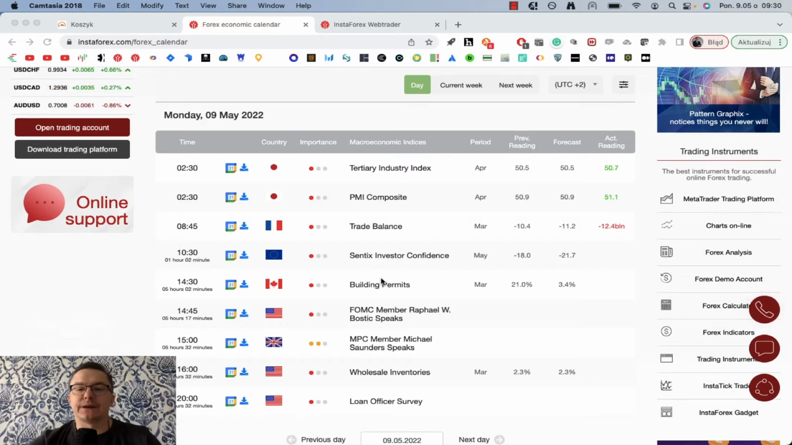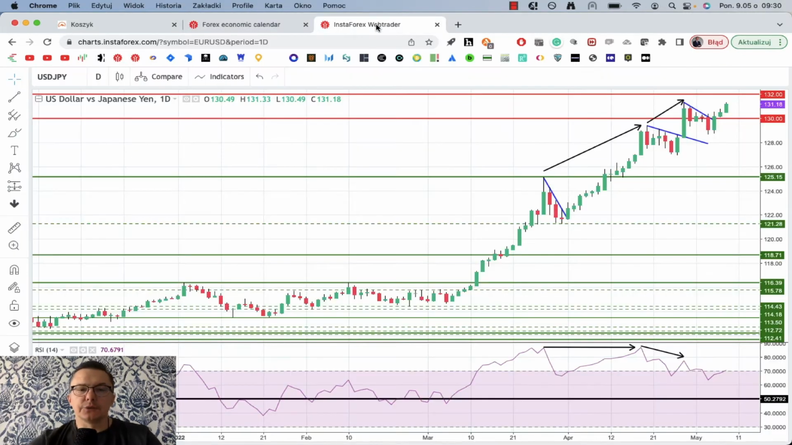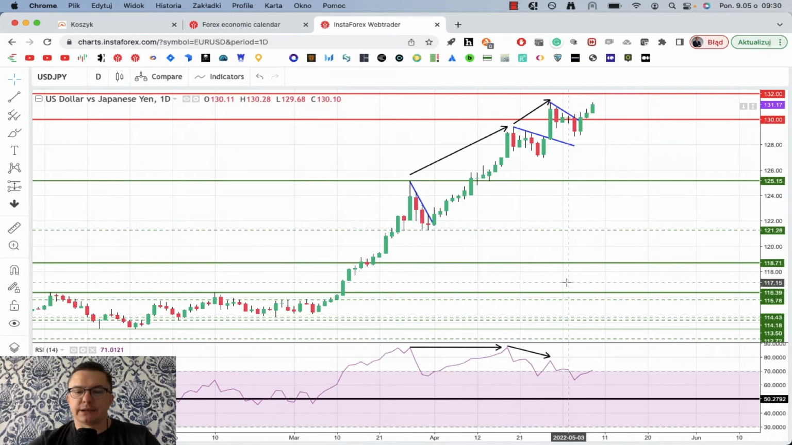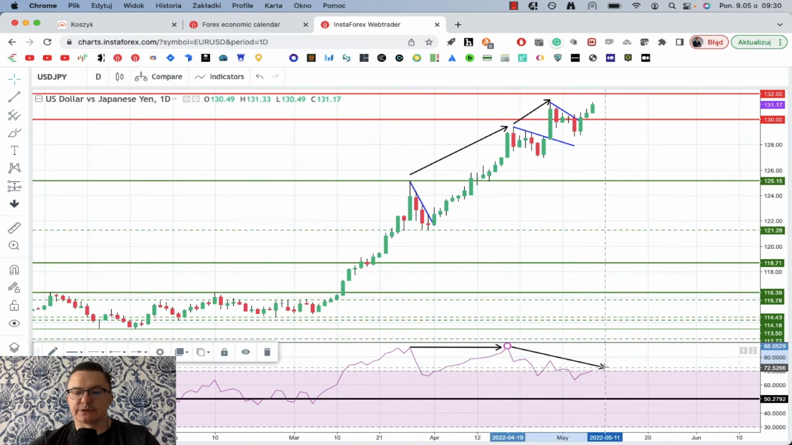Nevertheless, let's find out what is going on on the charts. So the technical part of our review will start with the US dollar to Japanese yen. The US dollar to the Japanese yen daily time frame chart looks bullish. The market is continuing the uptrend. However, the recent move up had been made with way lower momentum than the previous highs.